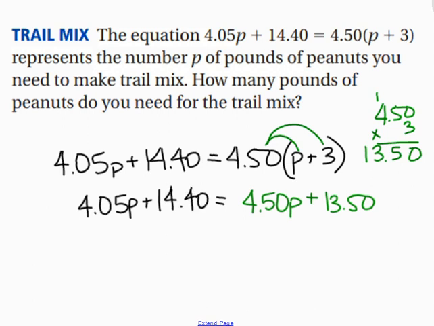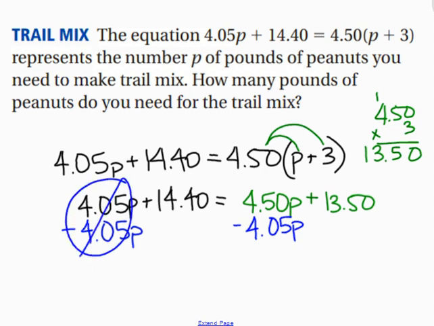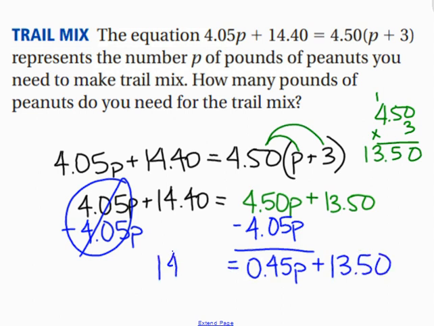Okay, we want to get the variable terms together. $4.05 is less than $4.50, so I'm going to subtract 4.05p from both sides. There's my zero pair. When I subtract this, 50 cents minus 5 cents is 45 cents. And then plus 13.50 equals 14.40. Okay, two-step equation.